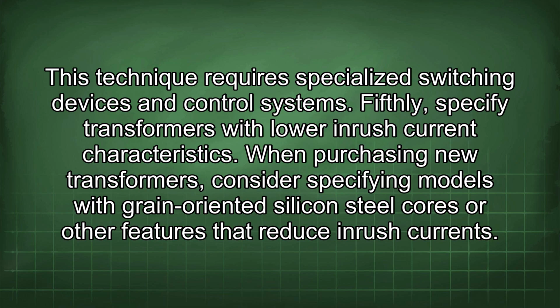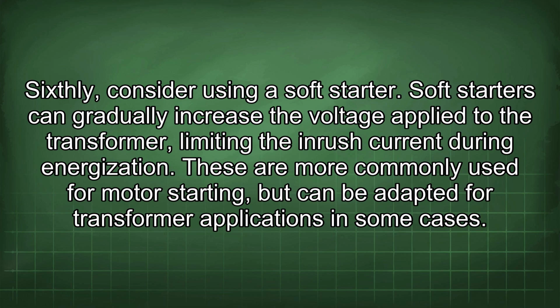Fifthly, specify transformers with lower inrush current characteristics. When purchasing new transformers, consider specifying models with grain-oriented silicon steel cores or other features that reduce inrush currents. Sixthly, consider using a soft starter. Soft starters can gradually increase the voltage applied to the transformer, limiting the inrush current during energization. These are more commonly used for motor starting, but can be adapted for transformer applications in some cases.